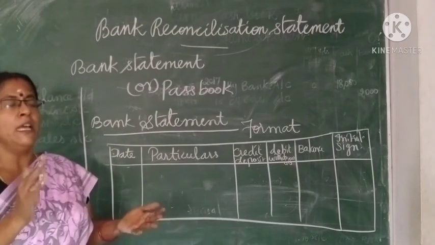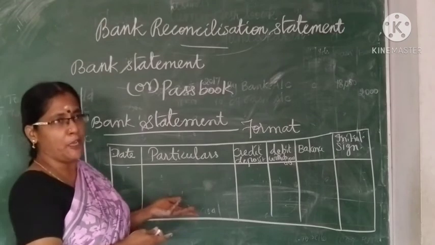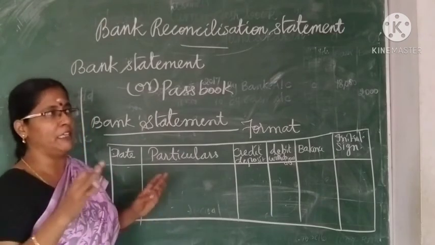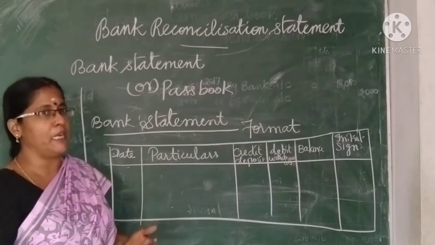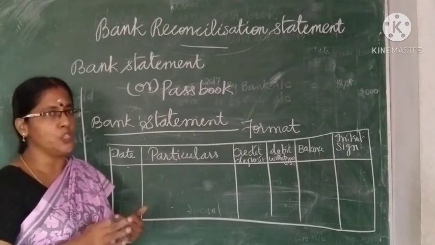They won't give all the entries, we can't enter all the entries in the passbook because the passbook page was over. So they will give an e-statement to the accountant. That e-statement will be considered as a passbook. So what are all the accounts we are maintaining?